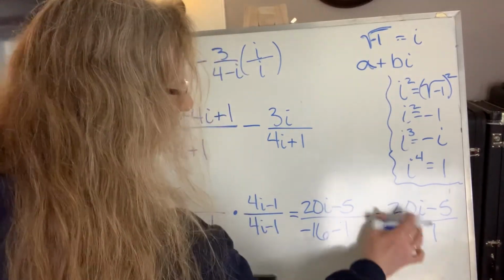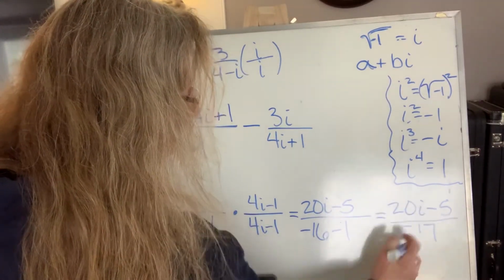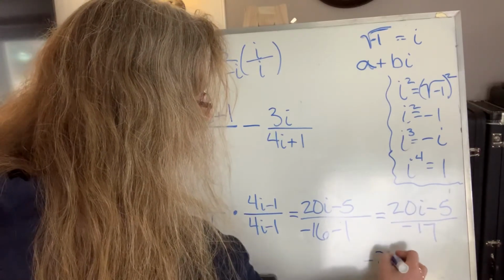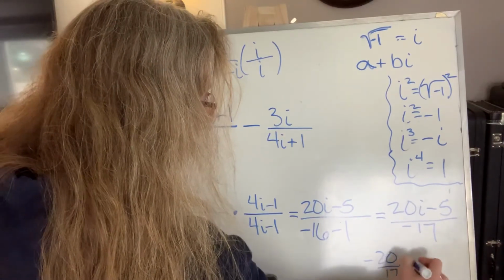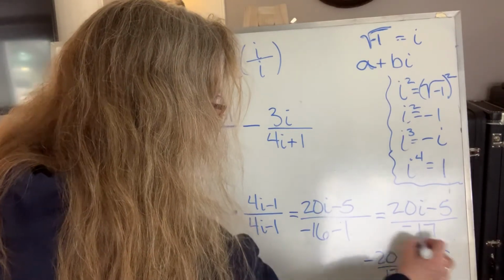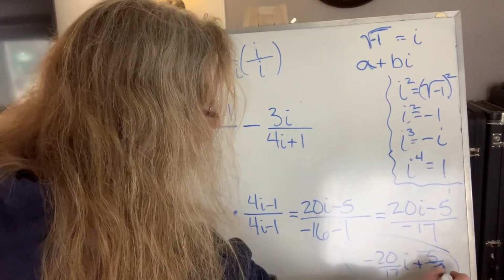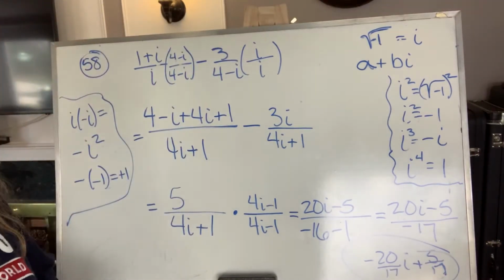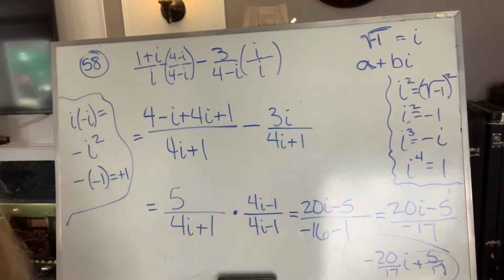And again, I would rewrite in my two separate parts. So negative 20 over 17i plus 5 over 17. And I know those seem like kind of goofy numbers, but that's the correct answer. All right, let you look at that one for a second. See how we're doing on time. Okay, we'll do maybe one more.